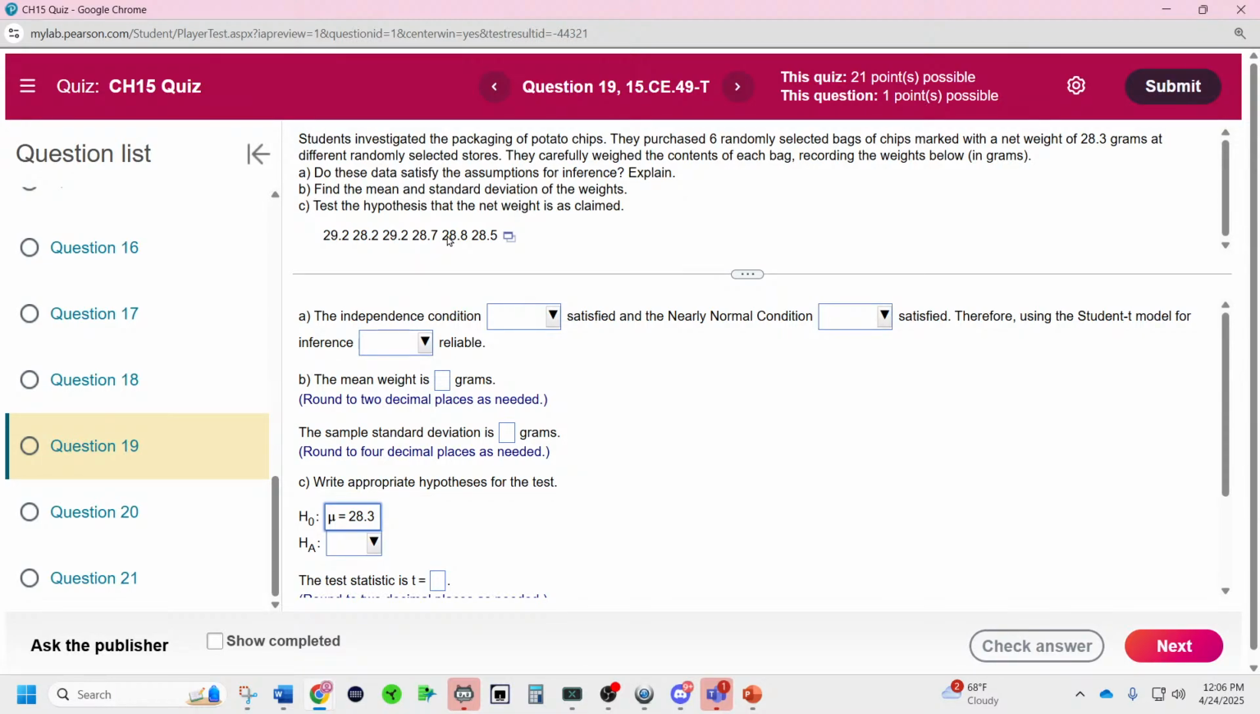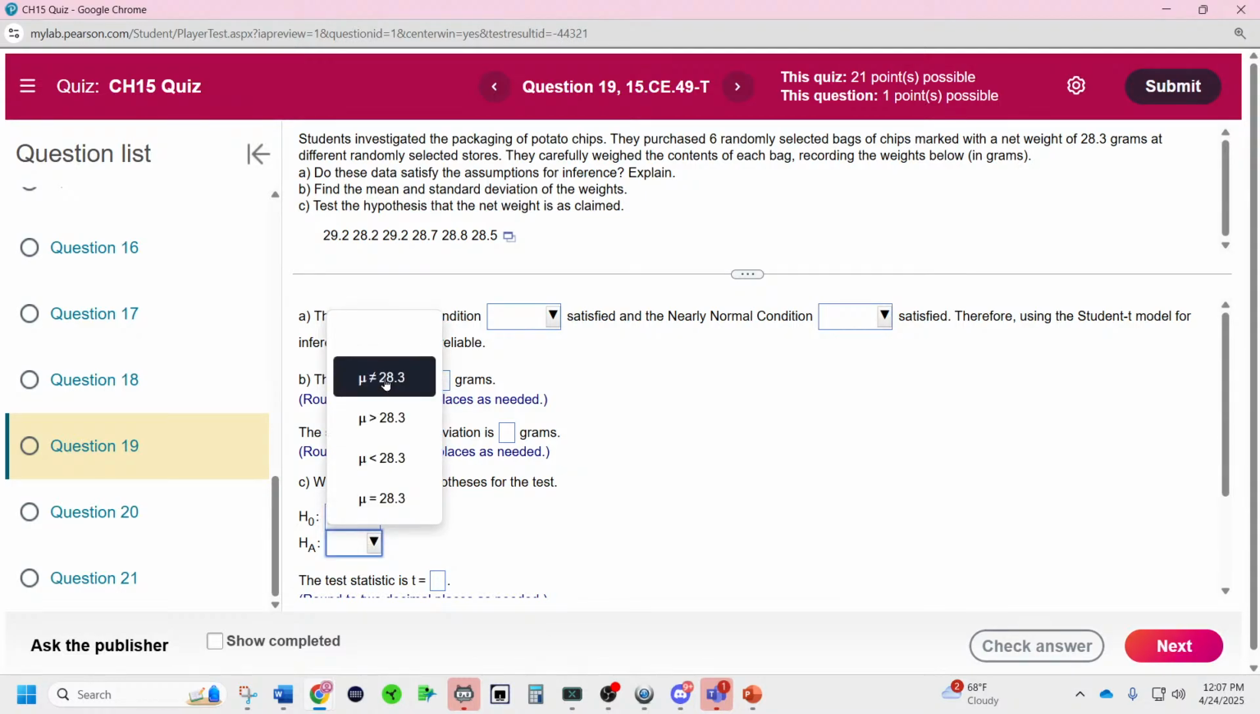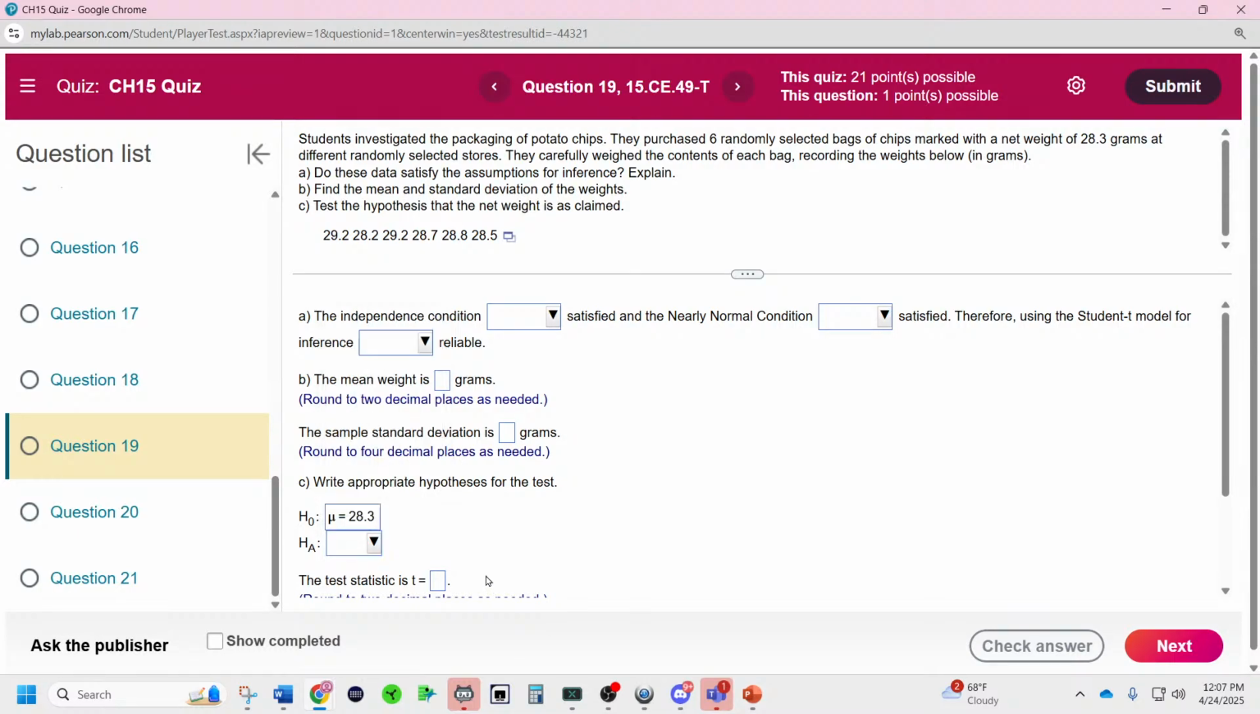Randomly select and test the hypothesis that the net weight is as claimed. So which alternative will we use: 1, 2, 3, or 4? We're testing to see if it is the weight that's claimed or not the weight that's claimed. What's going to be the alternative? Because this says the true mean weight of the potato chip bags. The null says the true mean weight of the potato chip bags is 28.3.